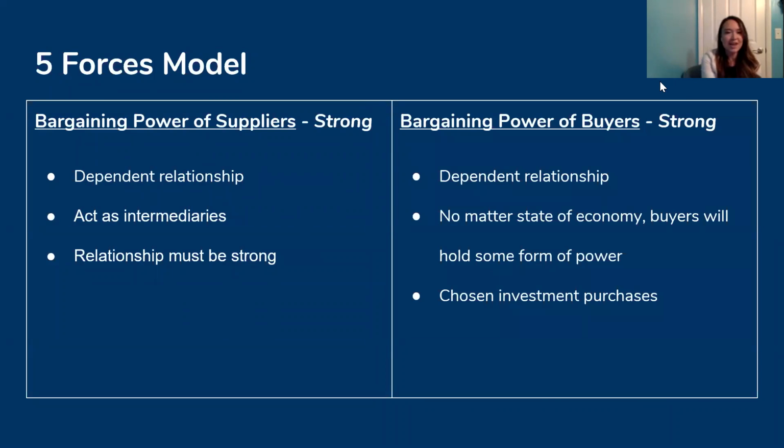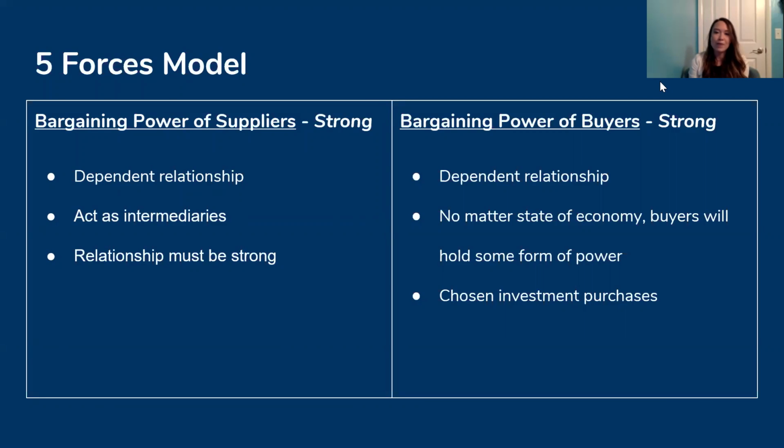The next force we have is the bargaining power of suppliers. It's a strong force. It is a dependent relationship as they act as intermediaries. So this relationship must be strong because at the end of the day, agencies need suppliers to supply them with something to sell. And looking at the bargaining power of buyers, also a strong force and a dependent relationship.